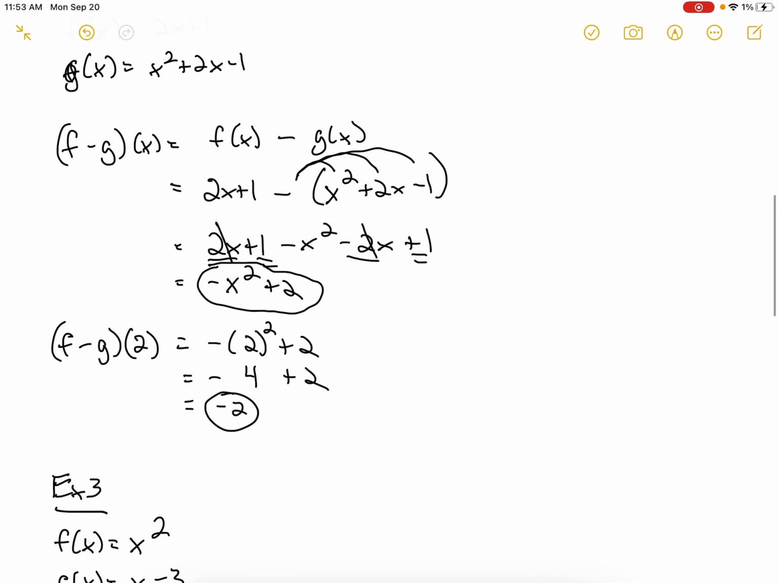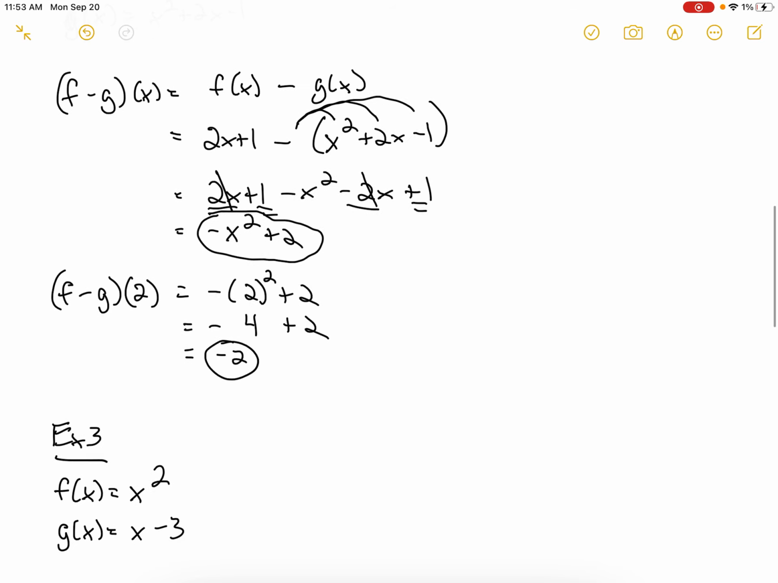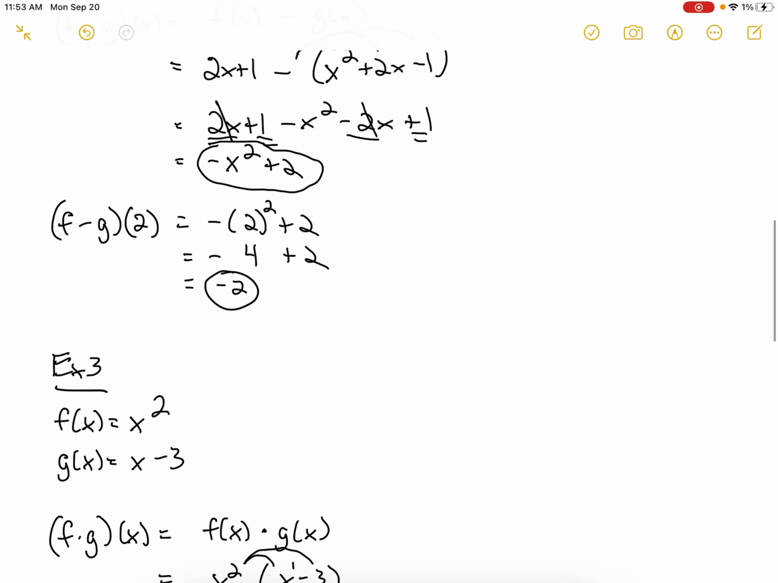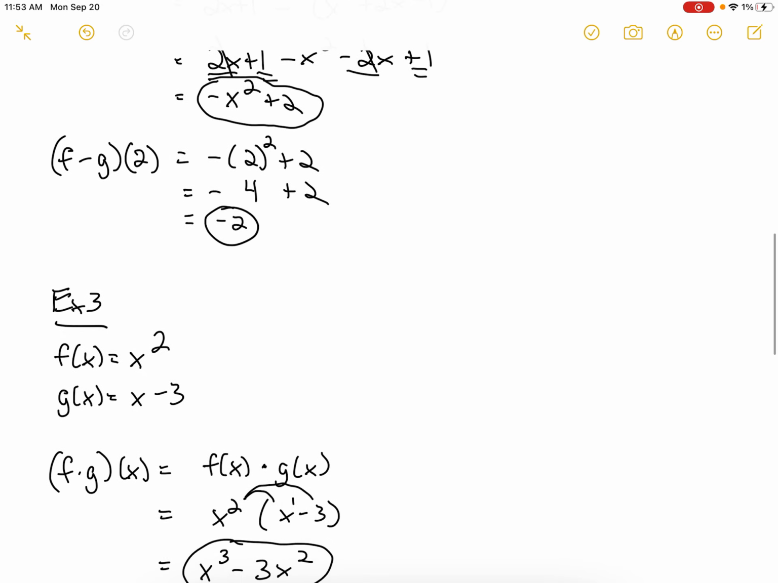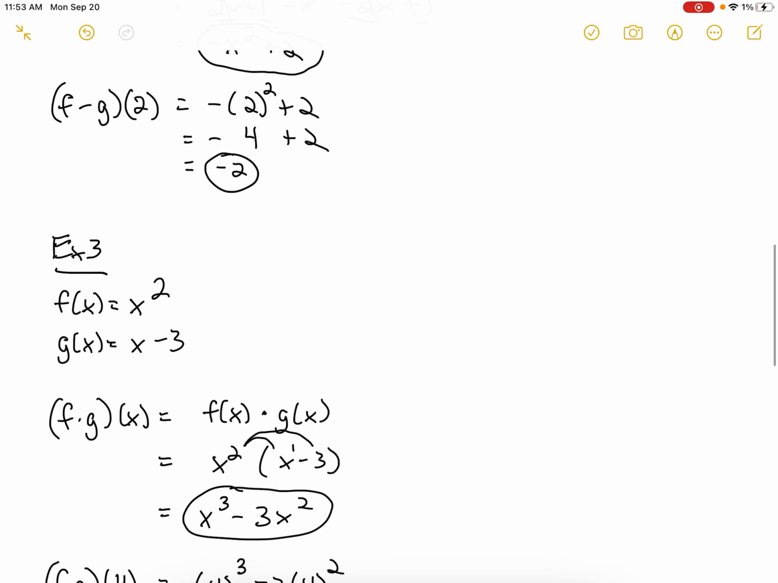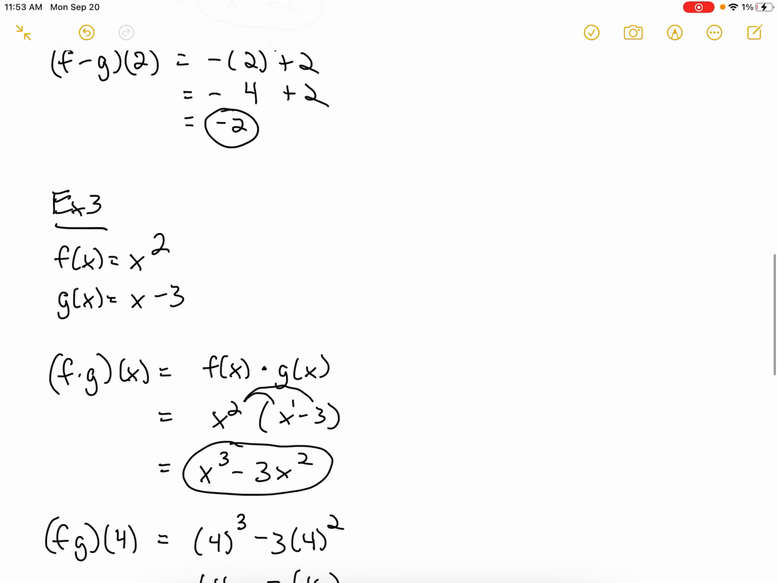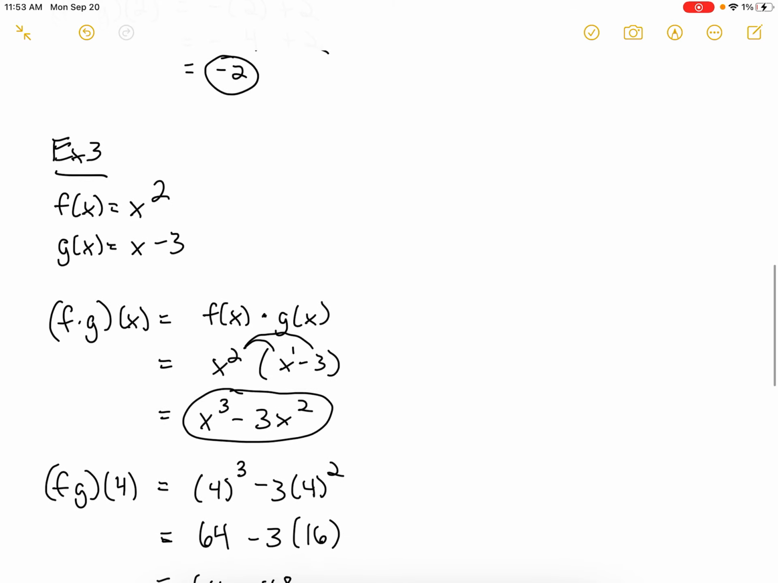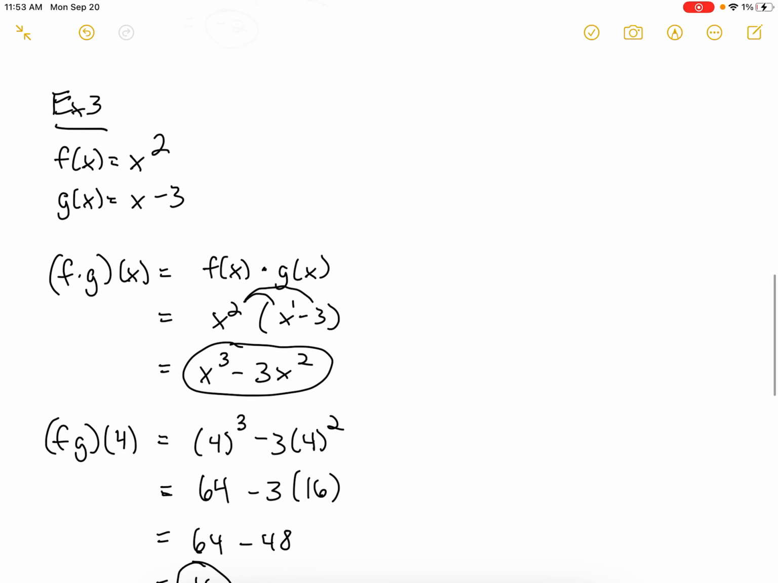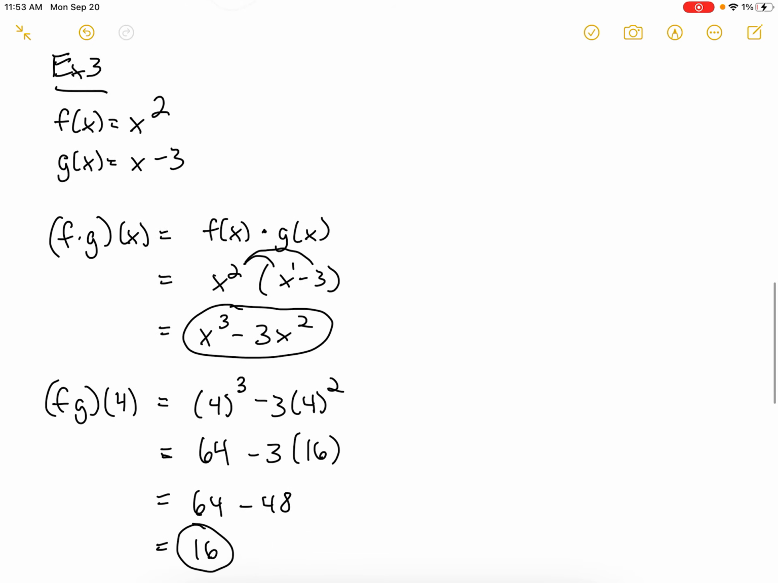And then the third one is the product of 2 functions. We're multiplying f times g of x, which is f of x times g of x. And so we're distributing the x squared, and that'll give me x cubed minus 3x squared, and f times g of 4, we're just plugging in a 4 into our answer and simplifying it down.